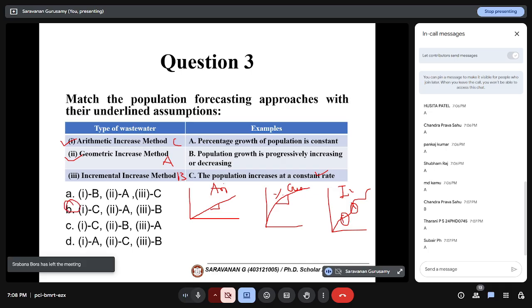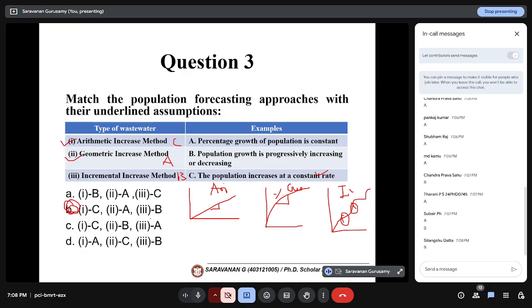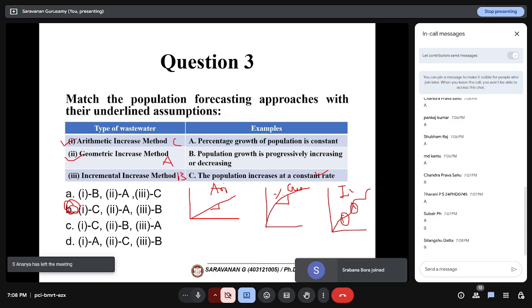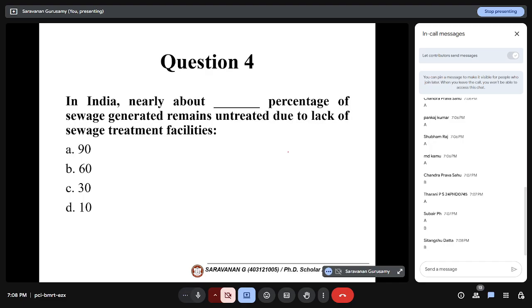Can you correct the answer? Answer B is correct. Why? Maybe people have confused A and C. So please correct the answer. B is correct. So you can also see here: arithmetic increase for developed places, geometric increase for rapidly developing places, incremental increase for increasing or decreasing.